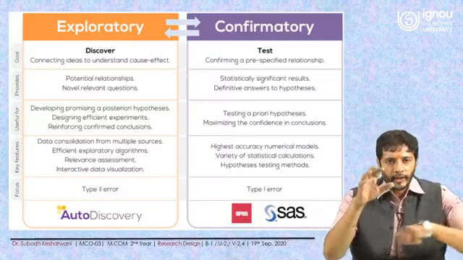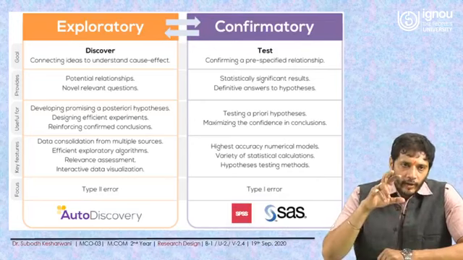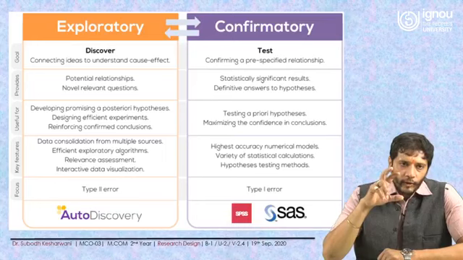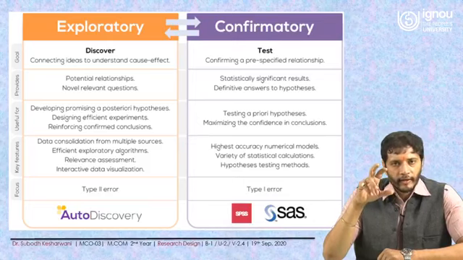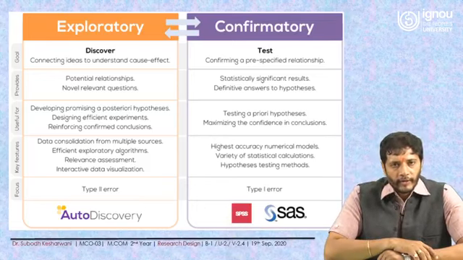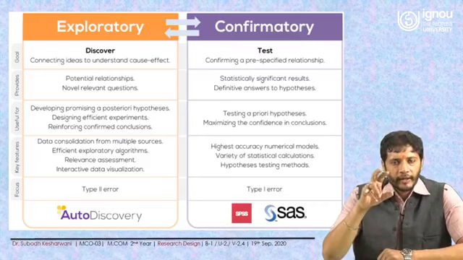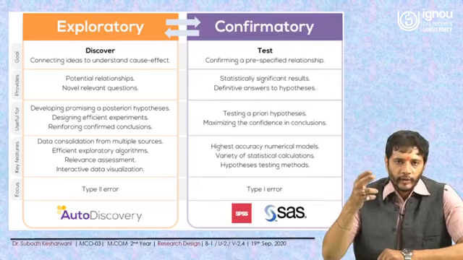There are certain more differences between exploratory and confirmatory. If you see, the left-hand side talks about the focus, key features, and different models. So discover and test: exploratory talks about discovering, whereas confirmatory talks about testing. Connecting ideas to understand cause and effect, confirming a pre-specified relationship. Potential relationships, statistically significant results, developing a hypothesis and testing a hypothesis. And finally, maximizing the confidence in the conclusion.